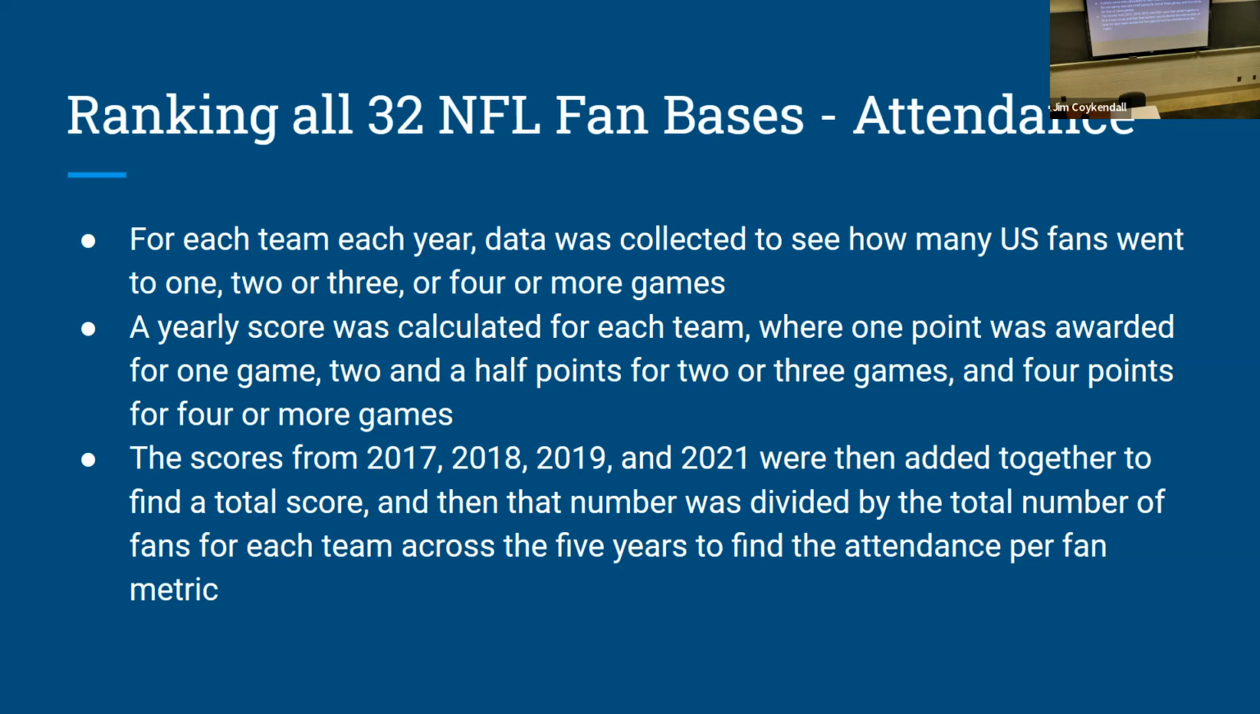And then the scores from 2017, 2018, 2019, and 2021 were then added together to find a total score. And that number was divided by the total number of fans across the 5 years to find the attendance per fan metric. We had to exclude 2020 due to the pandemic. Each team had different rules on what was allowed in their stadium, and as a result, we just had to throw it out because it provided an unfair advantage for some teams that were allowed more fans compared to others.